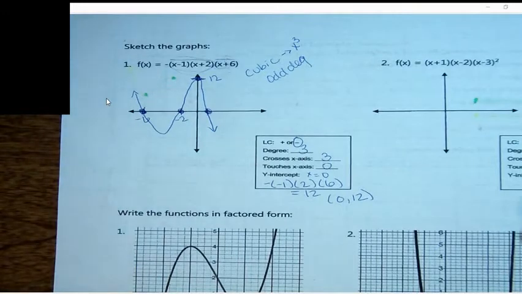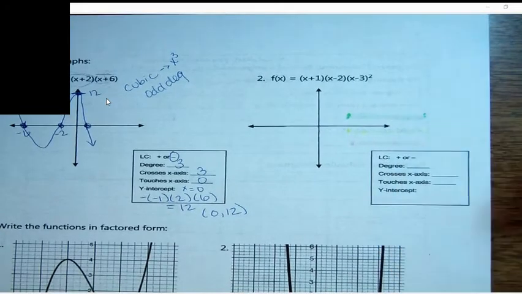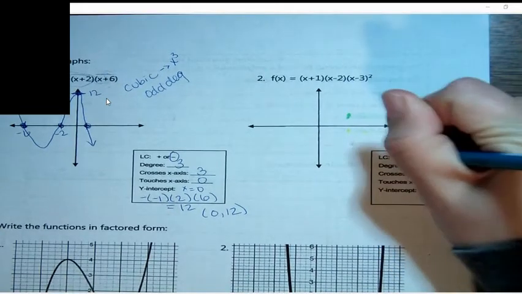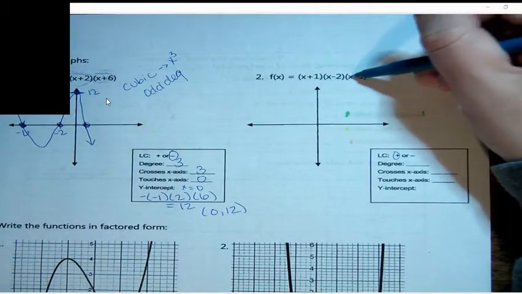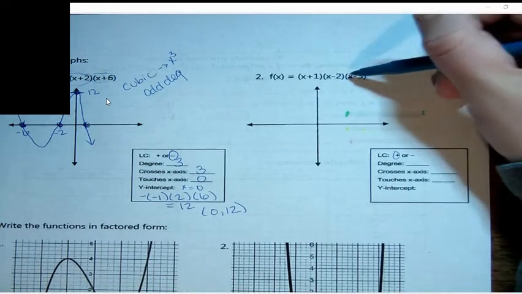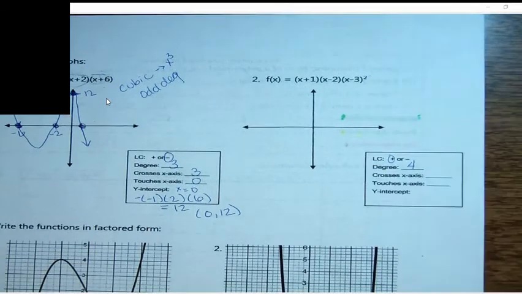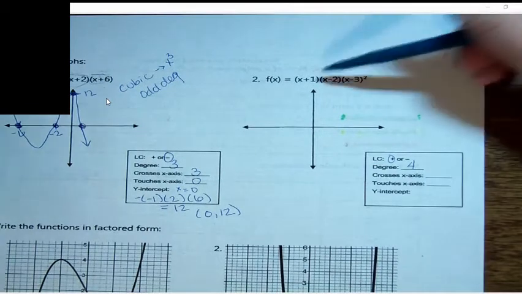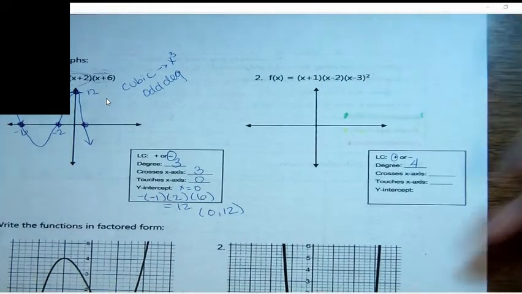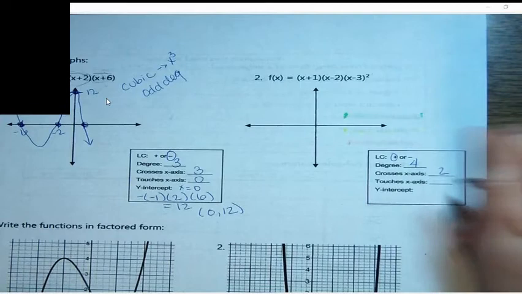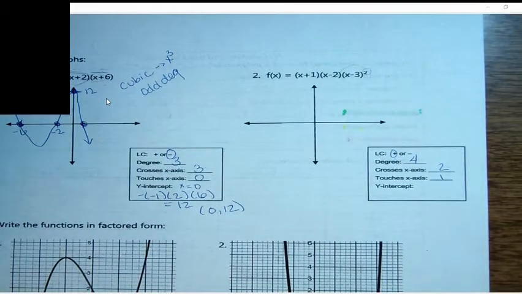All right. In number 2, I'm going to have a positive leading coefficient. Now, this square means that this is going to have a power of 2. So I have 2, 3, 4 x's right here. So my degree is 4. It's going to cross the x-axis twice because neither of these have a power like this one does. So it's going to cross twice. It's going to touch once because right here we have an even power over this particular factor.